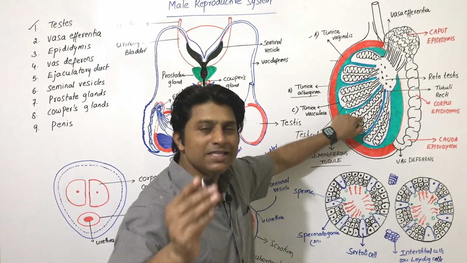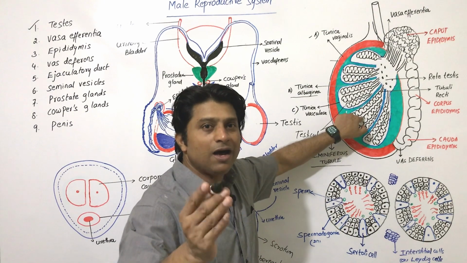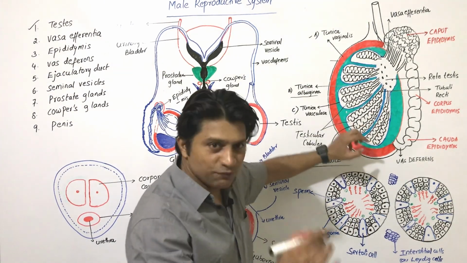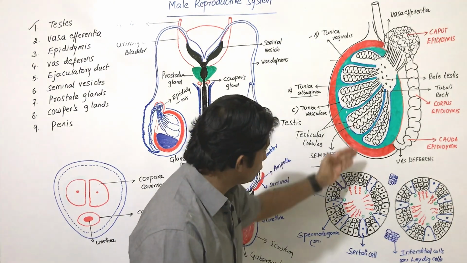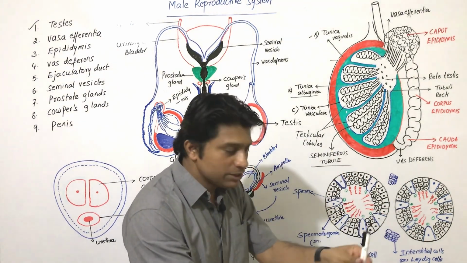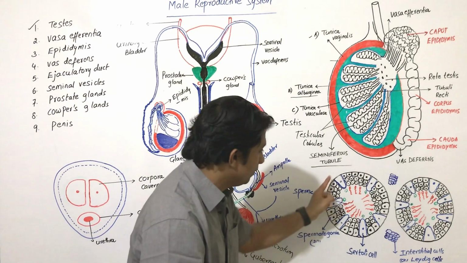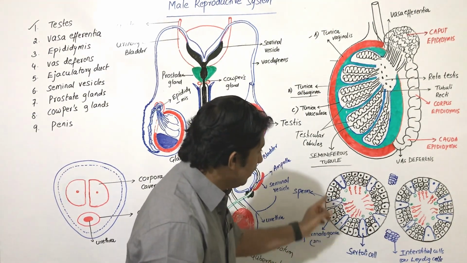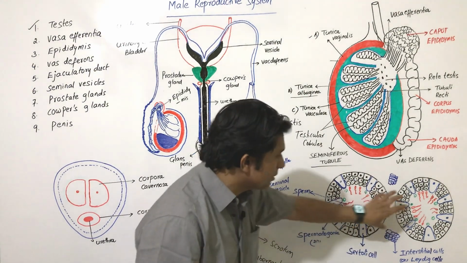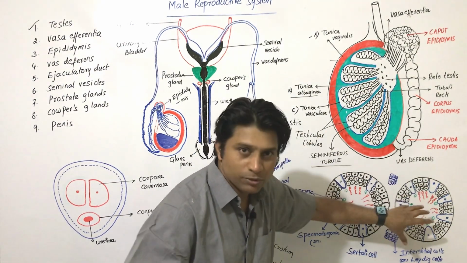Fine. What is their function? What are they for? Now let us find out a section of the seminiferous tubule. If you take a section of the seminiferous tubule, this is a seminiferous tubule. Now the interesting thing is that inside, this is one, this is the other, like that so many seminiferous tubules.